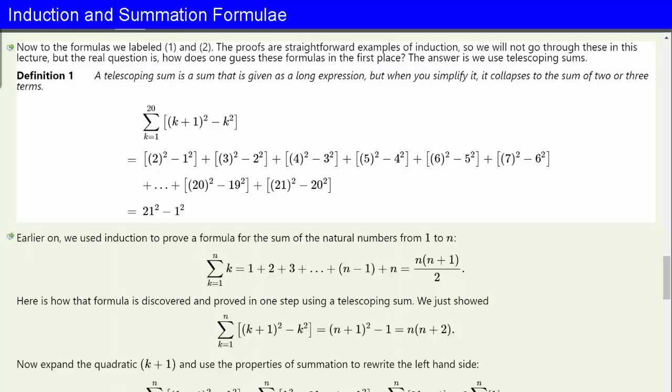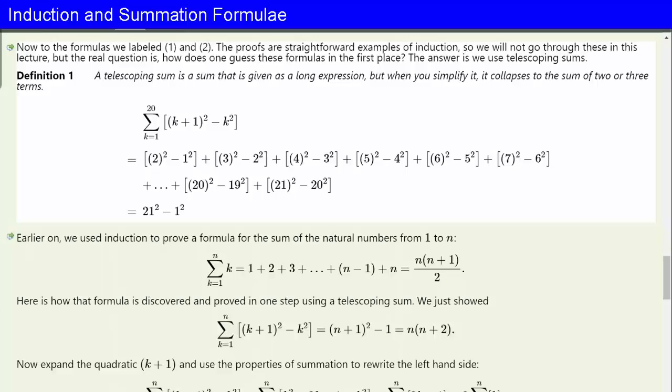A telescoping sum is a sum that is given as a long expression, but when you simplify it, it collapses to the sum of 2 or 3 terms, much like a telescope. An example is the sum from k equal 1 to 20 of the difference between k plus 1 squared and k squared. So that starts off when k is 1 as 2 squared minus 1 squared, plus 3 squared minus 2 squared, plus 4 squared minus 3 squared, and so on. And you stop when you get to k equal 20, where you write down 21 squared minus 20 squared.